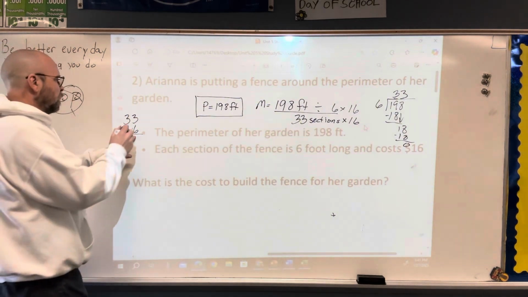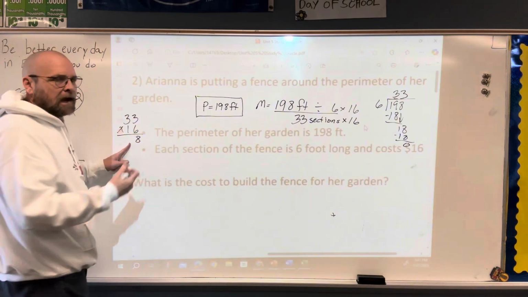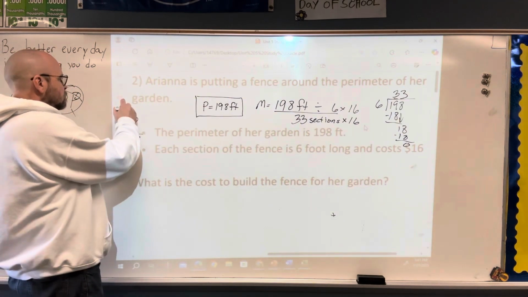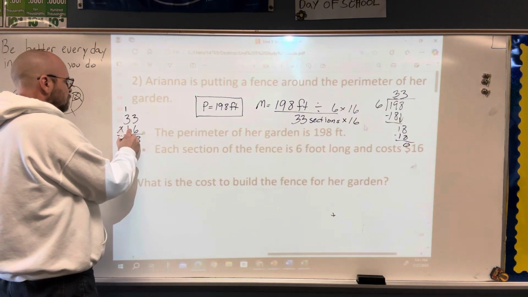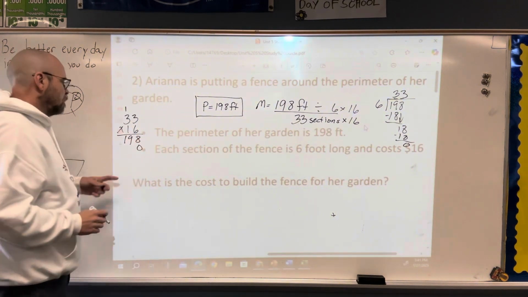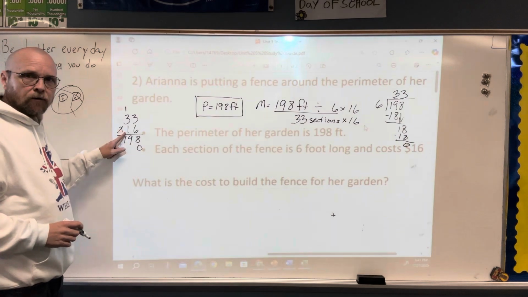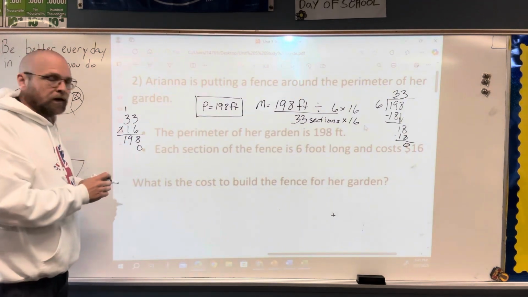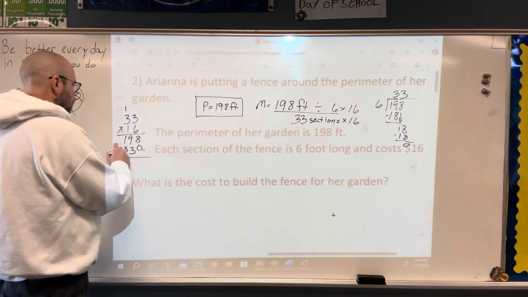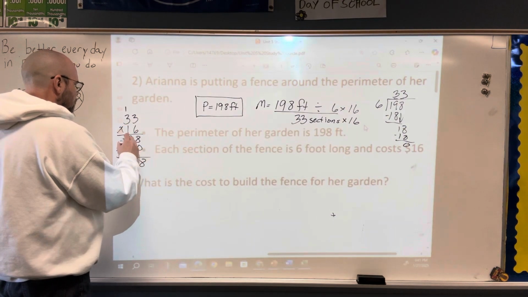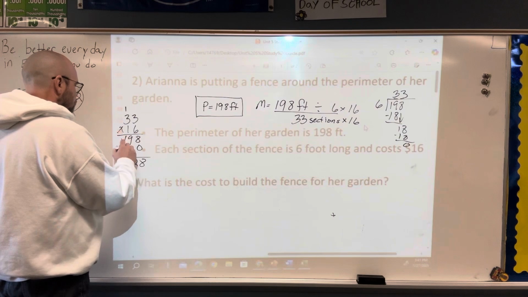6 times 3 is 18. That's 18 ones, or 8 ones and 1 ten. 6 times 3 is 18, plus 1 more is 19. I'm going to go to the tens place now. So 1 times 3 ones is 3. 1 times 3 is 3. I'm going to add 9, 10, 11, 12, 3, 4, 5.